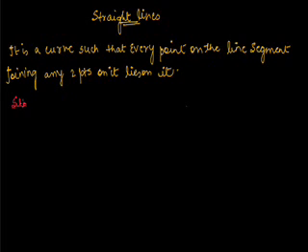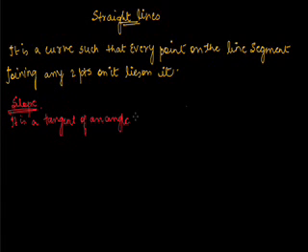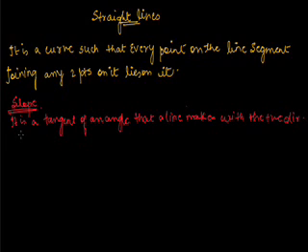Very important. Now what is a slope? Slope is a tangent. It is a tangent of an angle that a line makes with the positive direction of x-axis in the anti-clockwise direction.